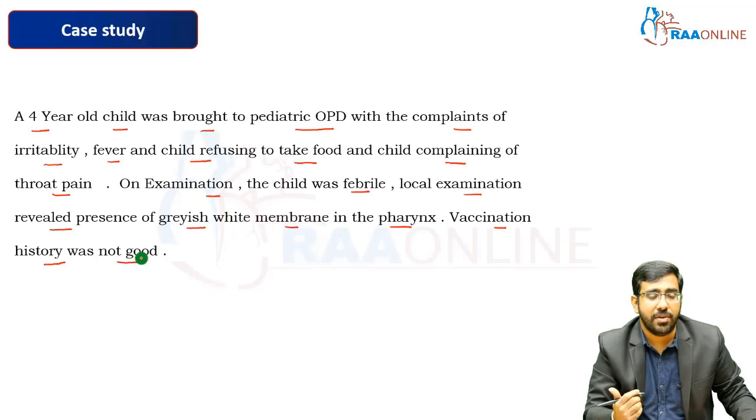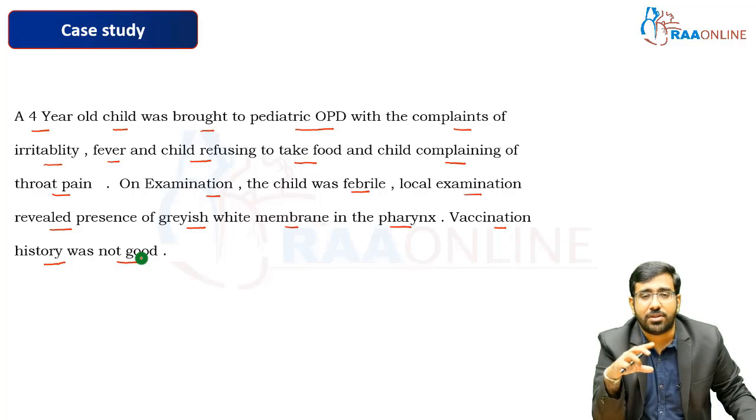Here we have a 4-year-old child, so the pediatric age group, with complaints of irritability, fever, not taking food and complaining of throat pain. There is going to be inflammation of the pharynx, and that's why the child is not able to take food. On examination the patient is febrile, and local examination revealed the presence of a grey-white membrane in the pharynx, and there is no adequate vaccination history.